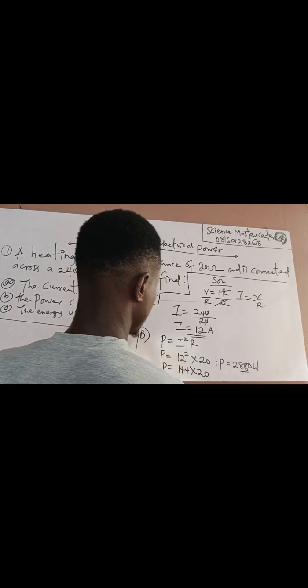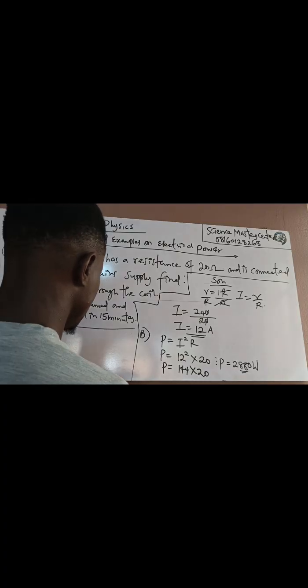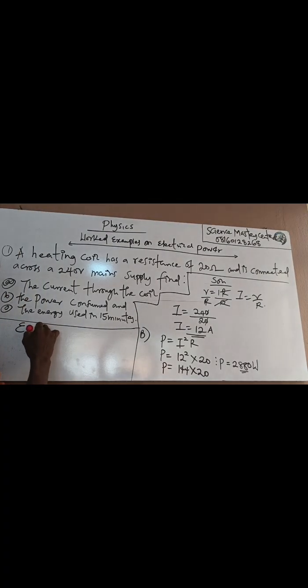Okay, so the third question says the energy used in 15 minutes. Energy used in 15 minutes. So we just come here. E equals IVT, because of the time. Remember, your time is 15 minutes, so convert that to seconds, times 60. Okay.